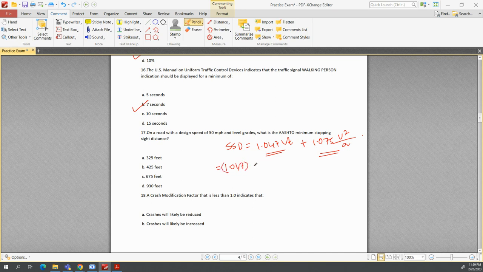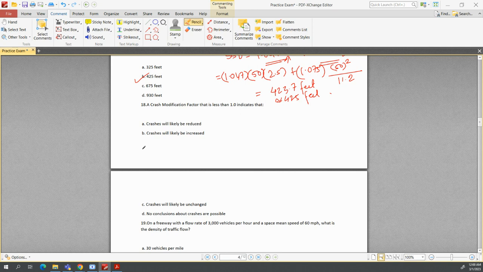V is given as 50 miles per hour. T, according to AASHTO, is 2.5 seconds, plus 1.075 times V squared divided by a. AASHTO has given a as 11.2 feet per second squared. Okay, this is a deceleration. So if you do the calculation, you will get 423.7 feet, which is near to 425 feet. Okay, so this is the answer.